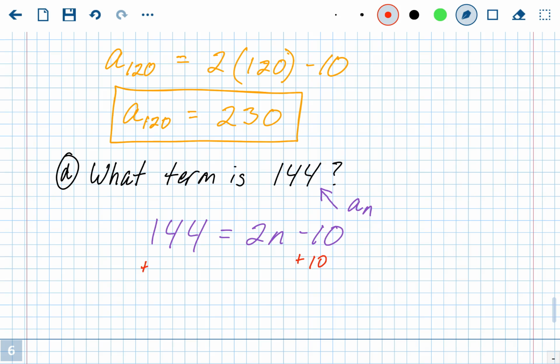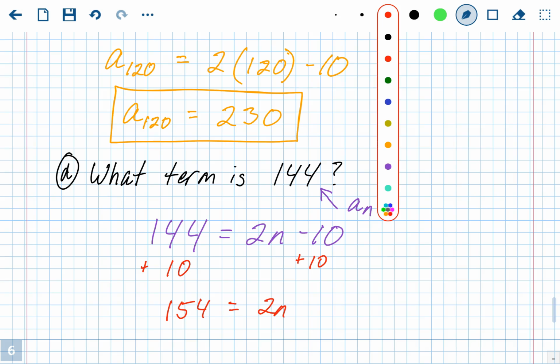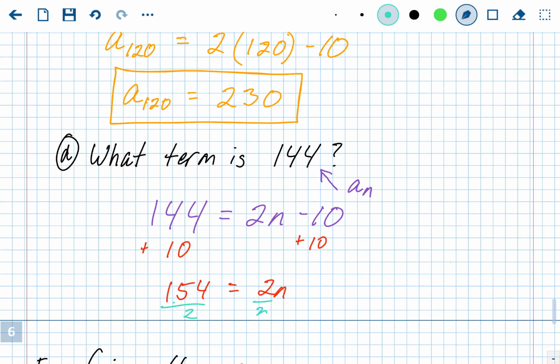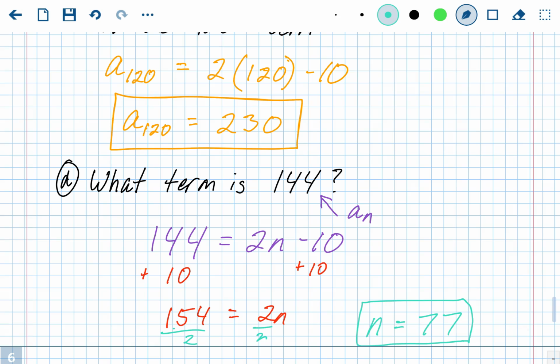Add 10 to both sides. Gives us 154 equals 2n. And then your last step of the one-step equation, divide by 2. So we get an n value of 77. What that means is that the 77th term of this sequence is 144. Just like sometimes I give you the input and you have to find the output, sometimes I give you the output, and you have to tell me the input. Same thing as linear equations, just a different application of them.